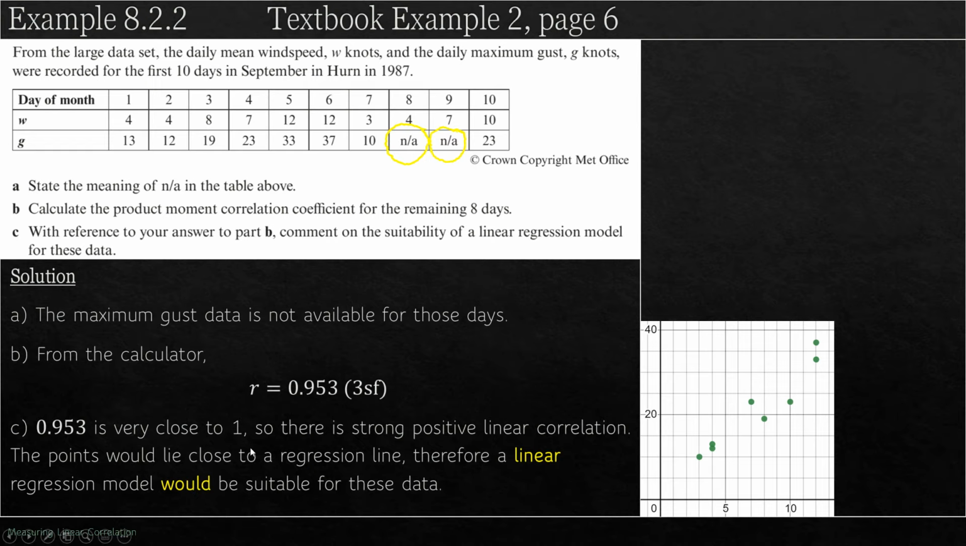Now, unless you've got a graphical calculator in the exam, you won't have the option of doing a quick sketch of these values, but I've drawn them here. We can see, yep, a line of best fit really does look suitable, and the fact that r is so strong tells us a linear regression model would be suitable.